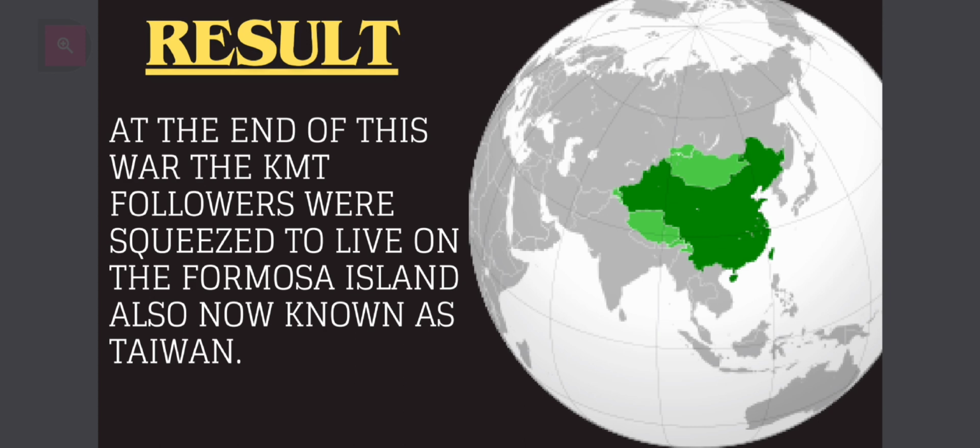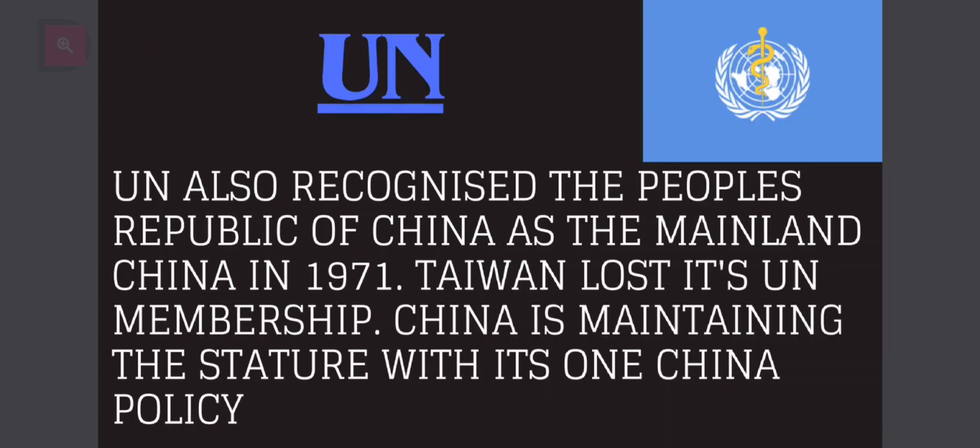Now, both the countries, the People's Republic of China, which is controlled by the CPC, and Taiwan, the Republic of China, which is controlled by the KMT party, claim each other's land. Now, the UN has recognized the People's Republic of China as mainland China since 1971, and there is no place for Taiwan in the General Assembly of the UN. China strengthened this with their One China policy, which confirms that there is only one China in the world, and that is the People's Republic of China, and Taiwan doesn't exist.